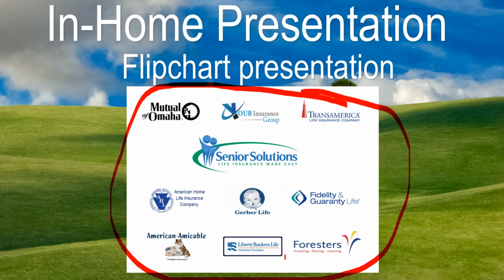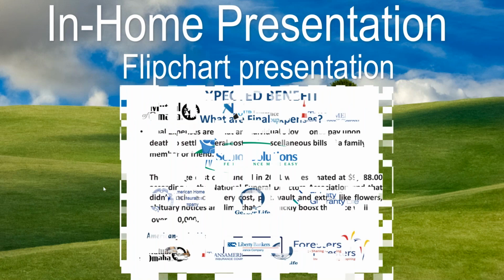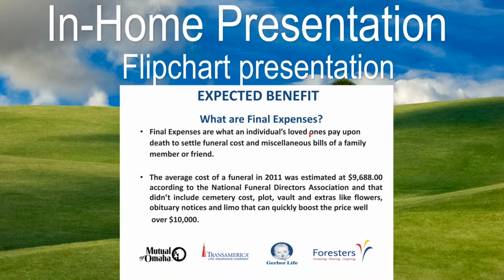These are extremely recognizable names, especially Mutual of Omaha and Gerber. I'd say probably 50% of our clients have heard of Transamerica, but 100%, I promise you, have heard of these two. So you're building name recognition right there. From telling that little story, I'm going to proceed with the flip chart. Expected benefit. What are final expenses?